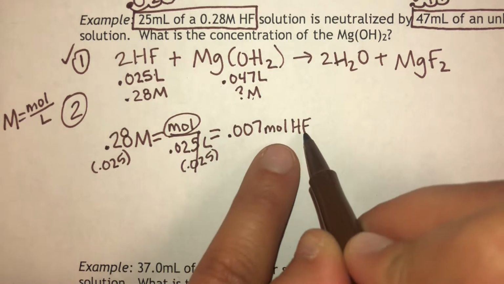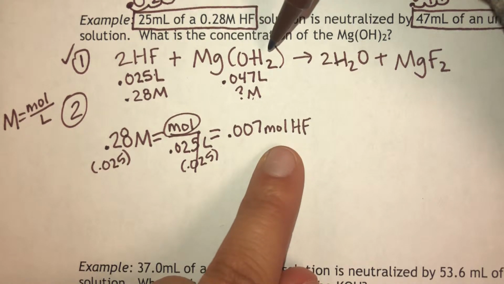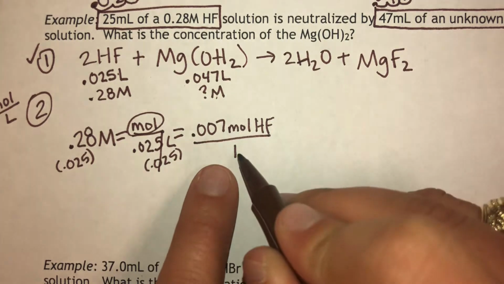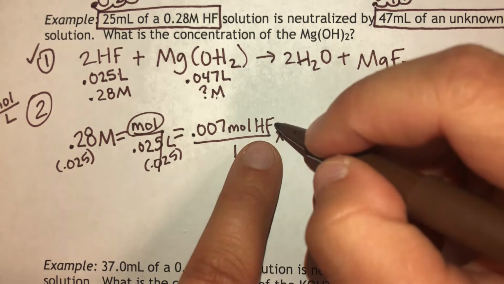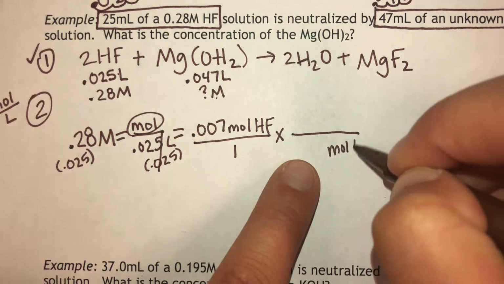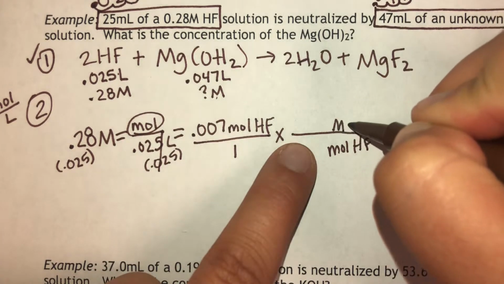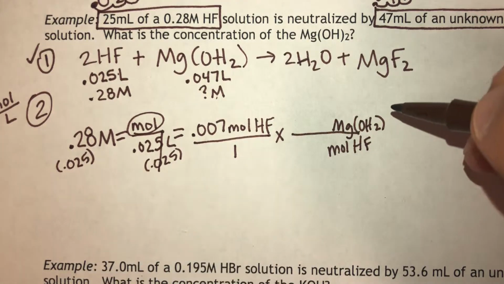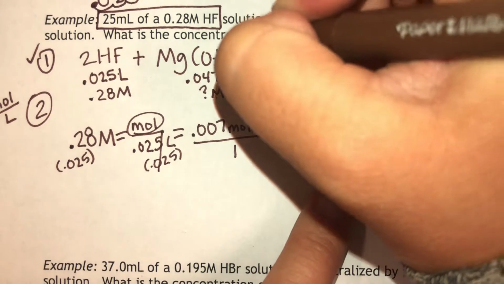So this puts us in moles of HF, but we really need to get into moles of MgOH2. And to do that, we're just going to do a simple mole conversion. And you're pretty good at these. We've done them a lot. So we just put this over 1. We want to get rid of moles of HF, so that's what's going to go on the bottom. And we want to go to moles of MgOH2, so that's what we're going to put on the top. And that 2 goes on the outside of that parentheses, I messed up.